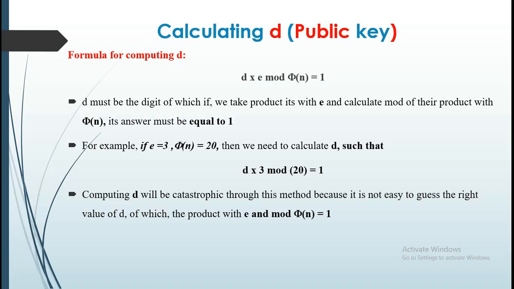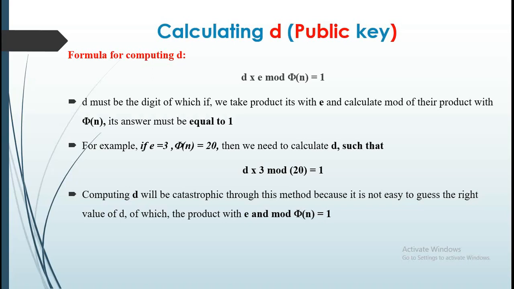Let's suppose you are given the private key E equal to 3 and phi of n, with the values P minus 1 and Q minus 1, is equal to 20. Then you need to calculate D such that D multiplied by 3, mod 20, should be equal to 1.